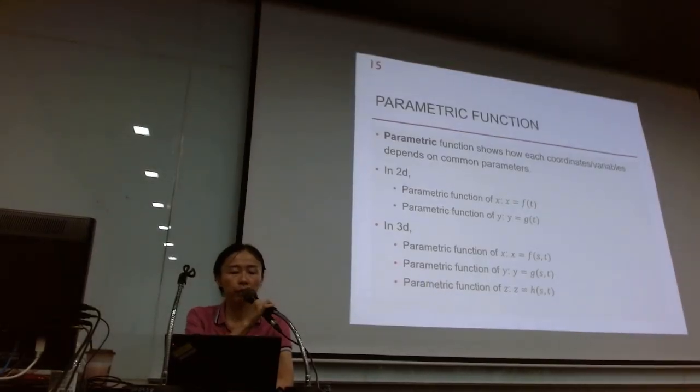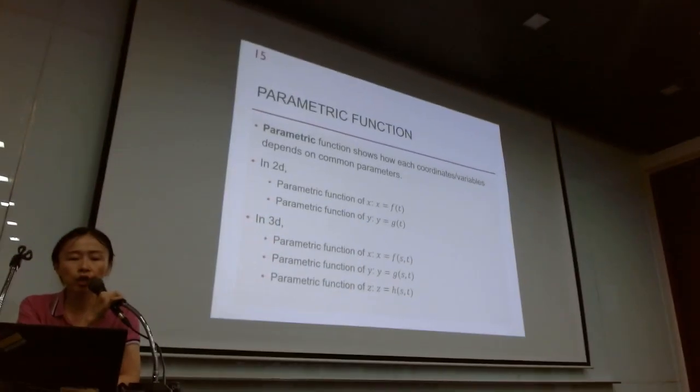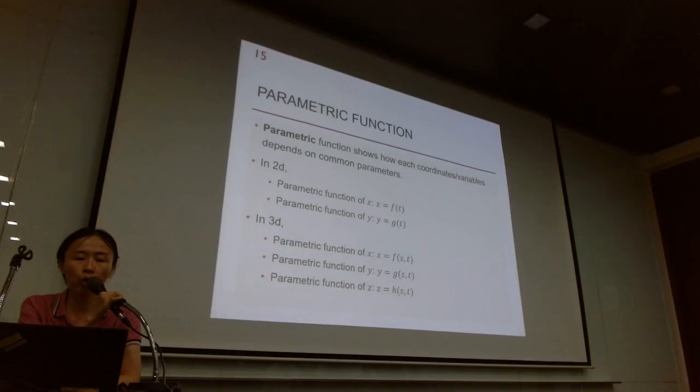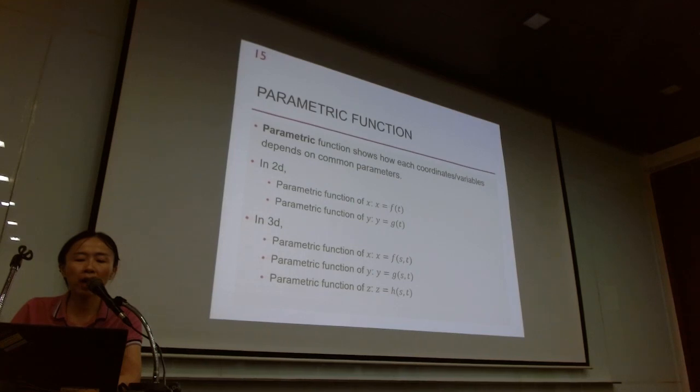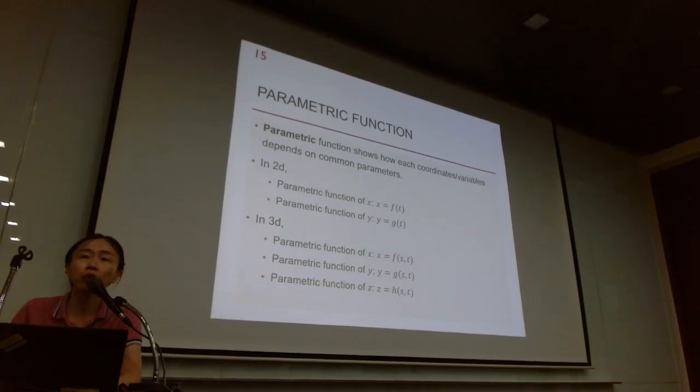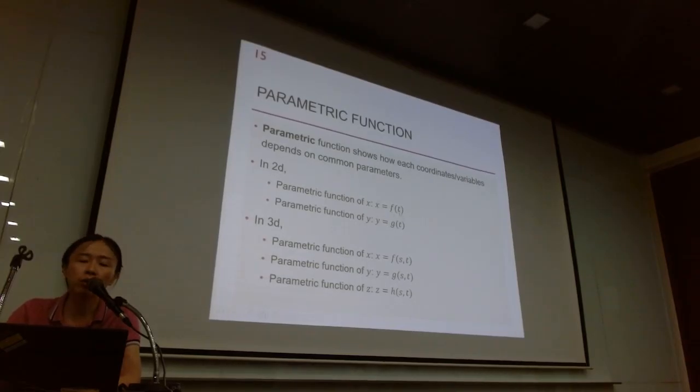Then we have, as we said before, the parametric form. The parametric form shows how each coordinate depends on the common parameters. So in 2D, we use x equal to f(t), y equal to g(t). Be careful, you cannot use f(t) again, because it's a different function. So this one shows what? t is a common variable. Actually, you can write x equal to f(x) as well, but they want to show they are common variables, so they choose t as the common variable.